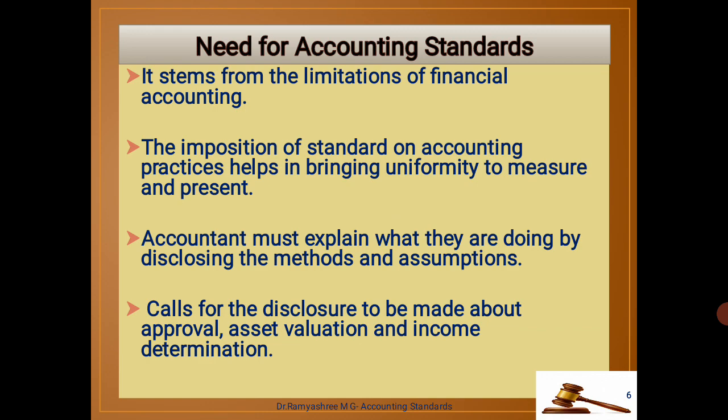Next, accountants must explain what they are doing by disclosing the methods and assumptions. It means accountants must explain which accounting policies they have adopted. It aims at achieving some uniformity of presentation of accounting statements. Finally, it calls for the disclosure to be made about approval, asset valuation, and income determination.